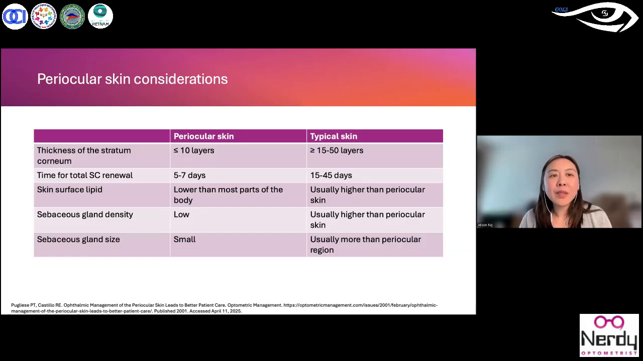So if we think about a summary slide here, in terms of why we should think about periocular skin as being a little bit different to the average skin in other parts of our body: skin around the eye is generally thinner. It turns over a lot more quickly compared to other parts of our body. As a result of some of these factors, we have less oil on the eyelids compared to other parts of the body, and those sebaceous glands are morphologically quite different as well. They're smaller and we have fewer of them.